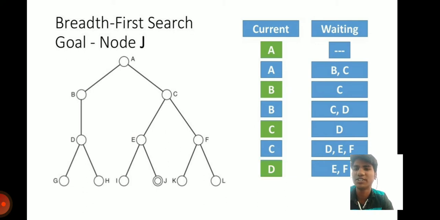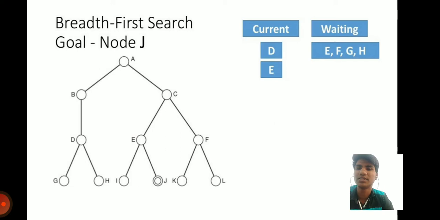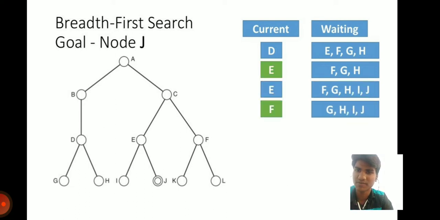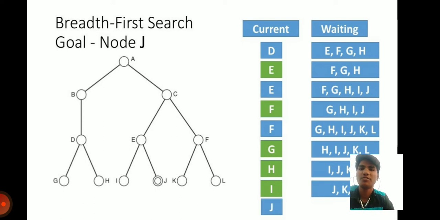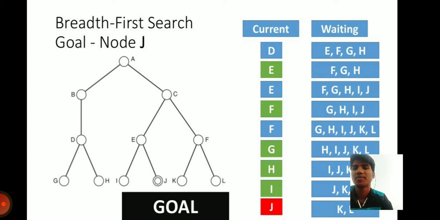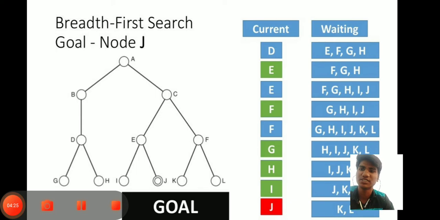After D confirmation, it will go to E. The same procedure will go on until the J state becomes the current state. So it will go E and F and G, H. So after H, it will go to I, and then after I, it will go to J. So our goal state will be J. So goal state is there. This is the breadth first search algorithm.